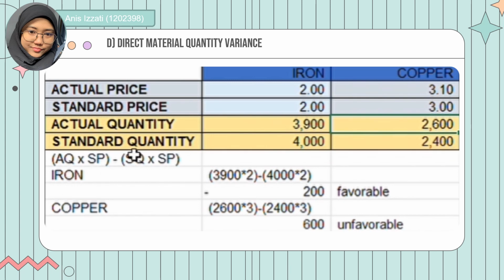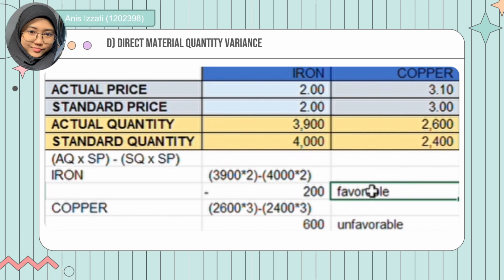So the formula for material quantity variance. Alright, we are focusing on the quantity. So the actual quantity and also the standard quantity, and then we times both of these in the bracket with the standard price. Okay, so we look at iron, 3,900, the actual quantity times the standard price, and then the standard quantity times the standard price also. The answer is negative 200.